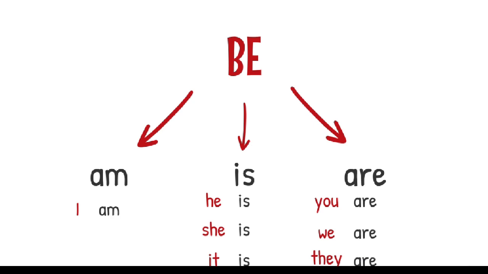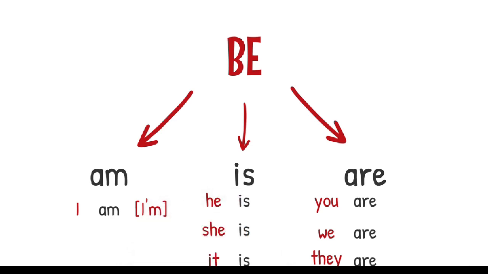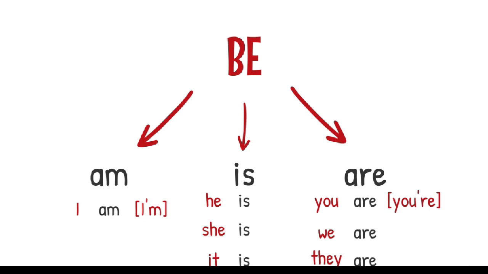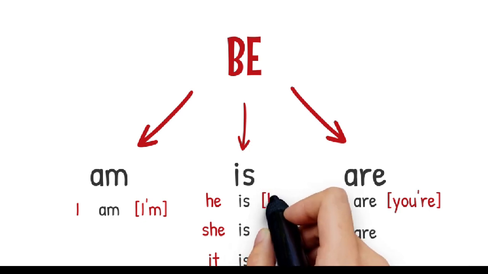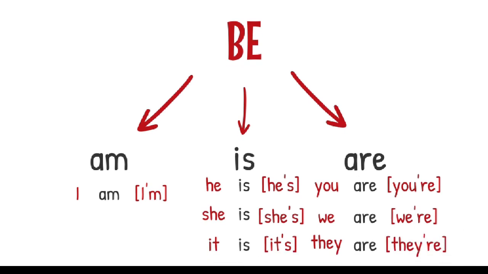We often use the following contractions: I am, I'm. You are, you're. He is, he's. She is, she's. It is, it's. We are, we're. They are, they're.